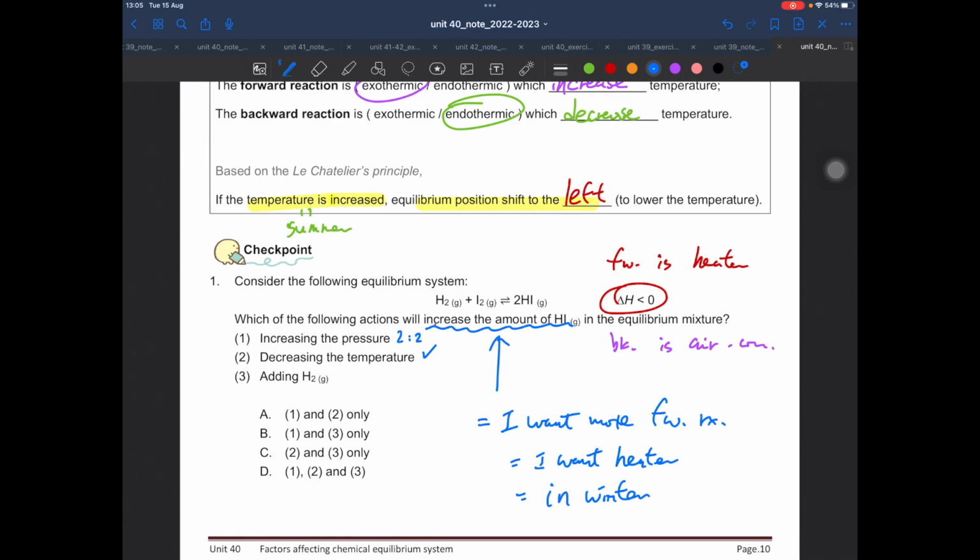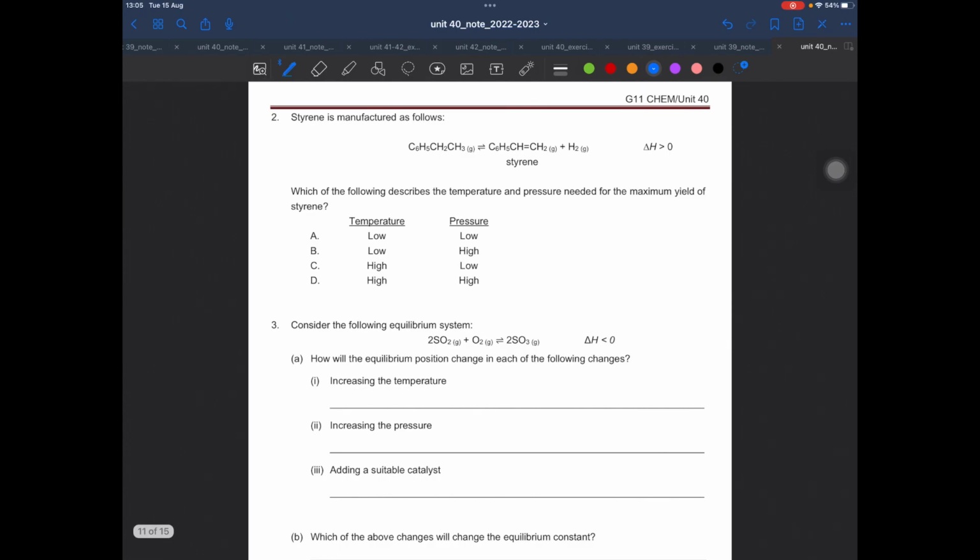Alright, this is one point, but what about the others? Increase the pressure, because the mole ratio is 2 to 2, so you have no preference in changing the pressure, right? What about adding H2? Adding H2, the ball will roll to the product side. Good, very good. So the answer is C. So you can handle, right?